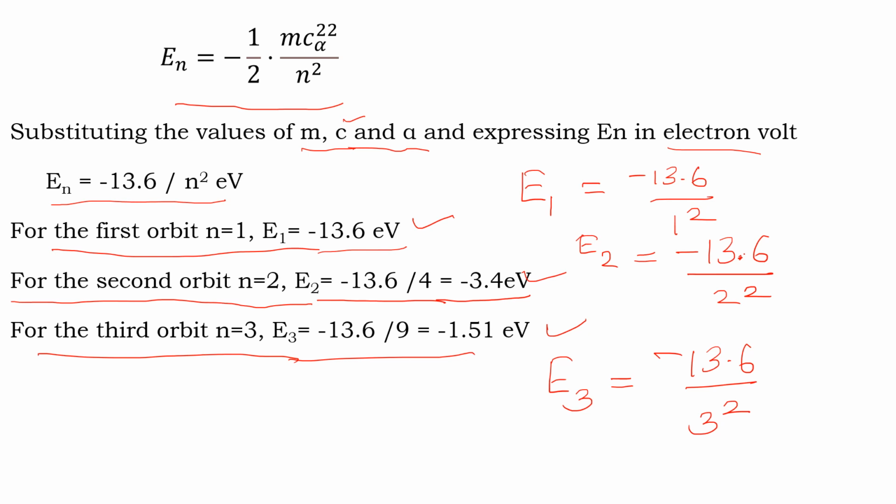That is, the electron in the first orbit has a maximum negative energy. That means the binding force between the first orbit electron and the nucleus will be maximum.